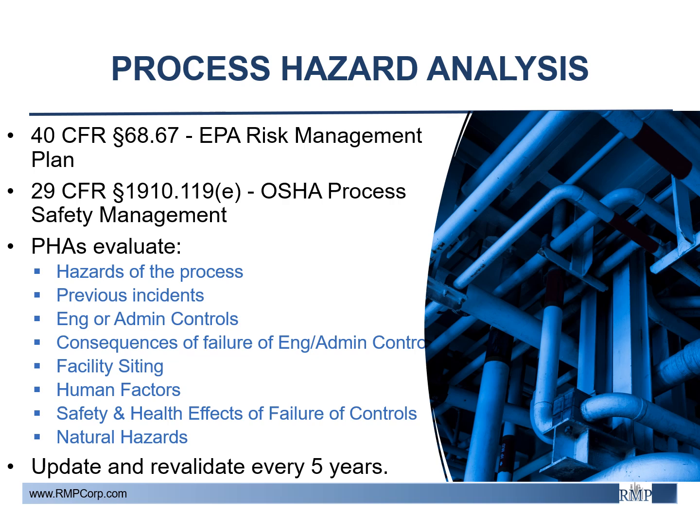In a PHA, process safety hazards must be identified. This includes reviewing previous incidents that may have occurred on-site or in the industry that may be relevant. It may include review of the engineering or administrative controls and the consequences of these failures as far as the health and safety of personnel and the public, environmental impacts, and equipment damage. Also included are facility siting, human factors, and natural hazards.